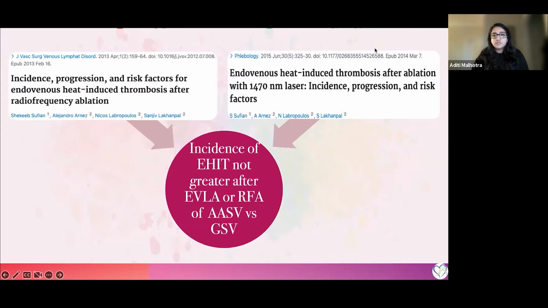And these two studies done by some of our very own, I would like to draw attention to. Essentially, Dr. Sufyan et al. for both of these studies had concluded that the incidence of EHIT is not greater after EVLA or RFA of the AASV versus the GSV. So it doesn't matter which of these thermoablation modalities you use, the EHIT was not greater when compared to the GSV.